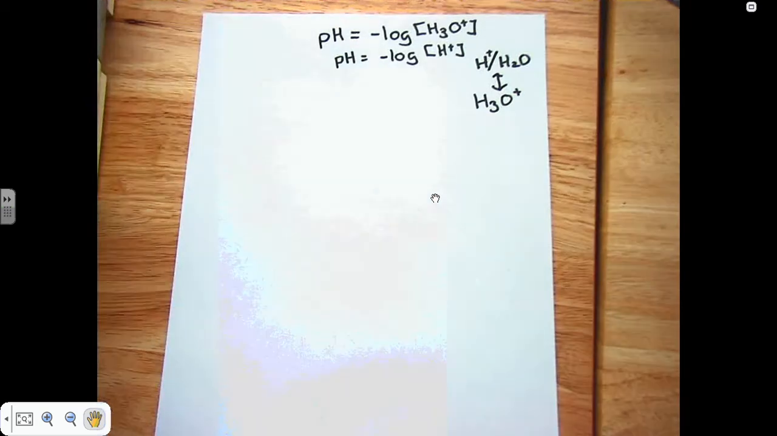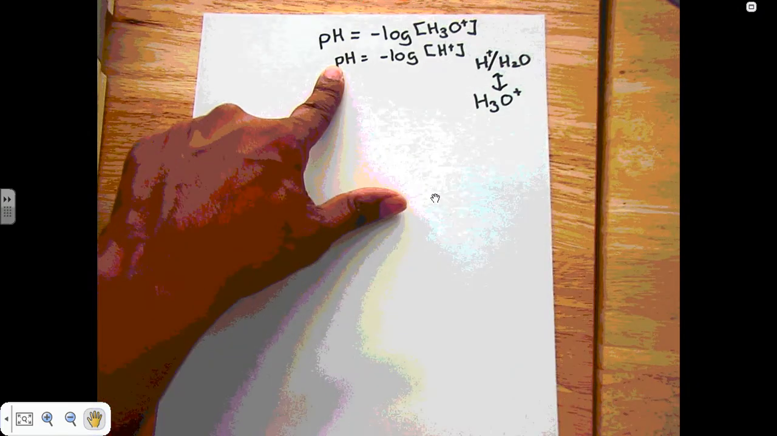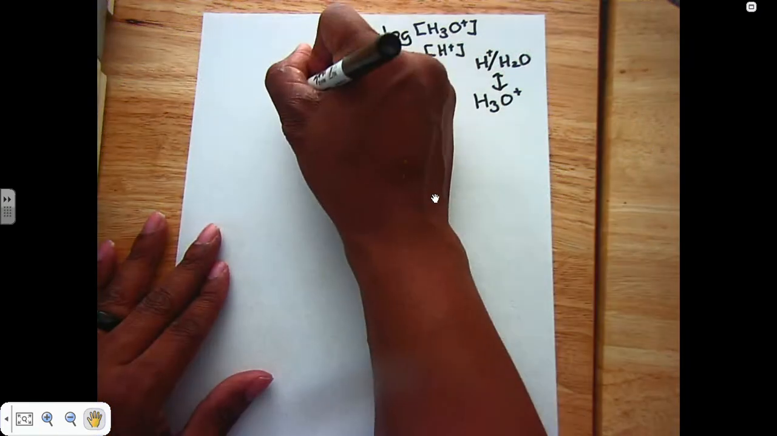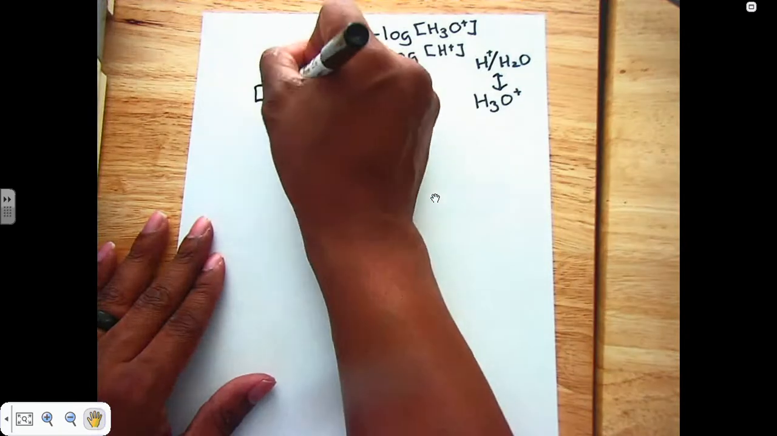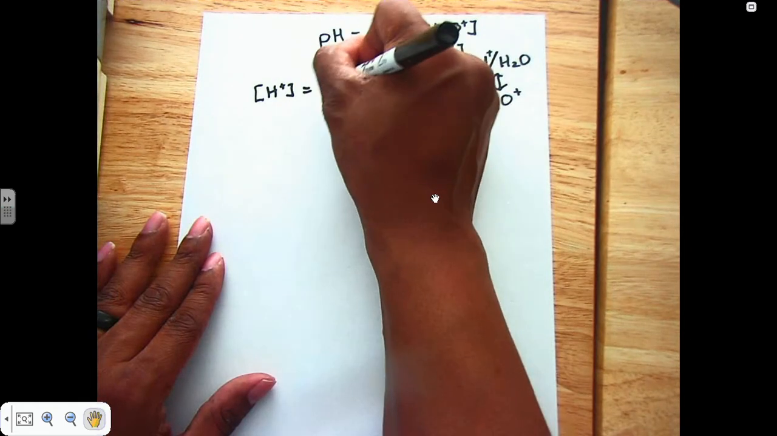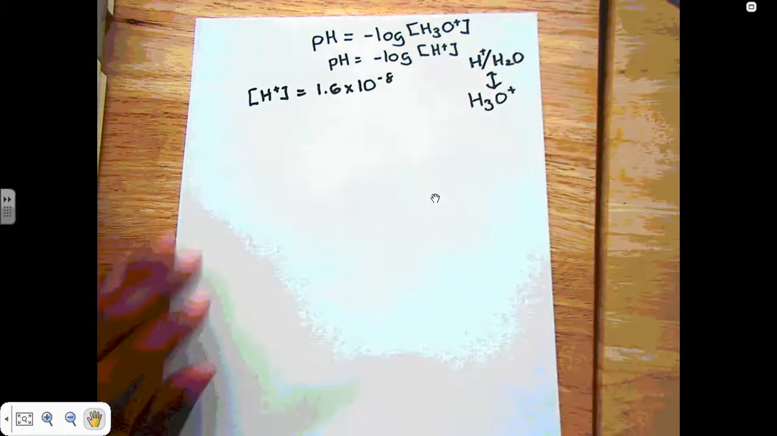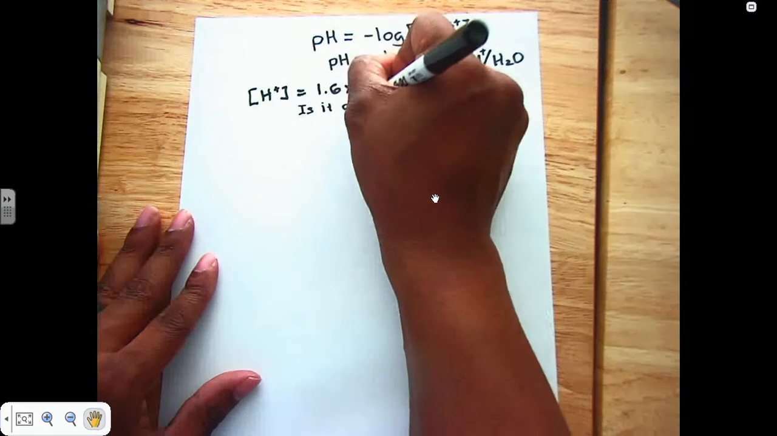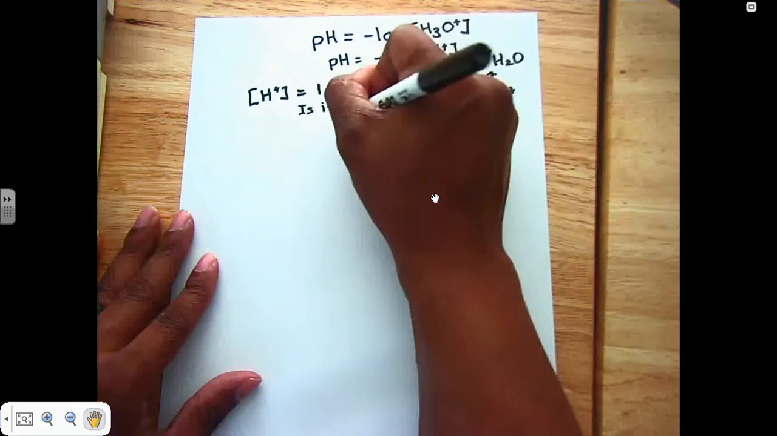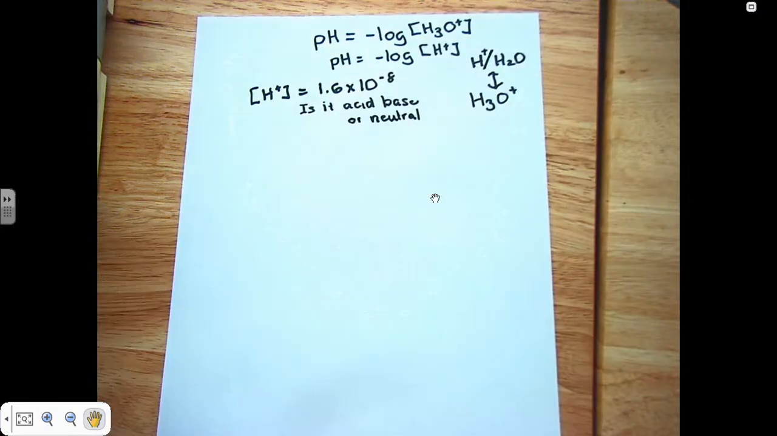So let's do a scenario where we're given this concentration and we're asked to find this value of pH. I'll just give us a simple number. I'll say that we're given a solution where our H3O+ concentration is equal to, I don't know, 1.6 times 10 to the negative 8. And I'm curious, is it an acid, a base, or neutral? Remember, if it's acid, it's going to have a pH less than 7. If it's base, it's going to have a pH above 7. And if it's neutral, it's going to be really close to 7.